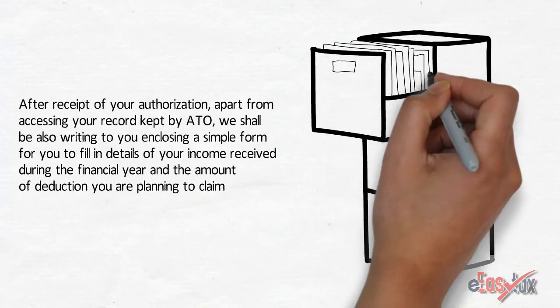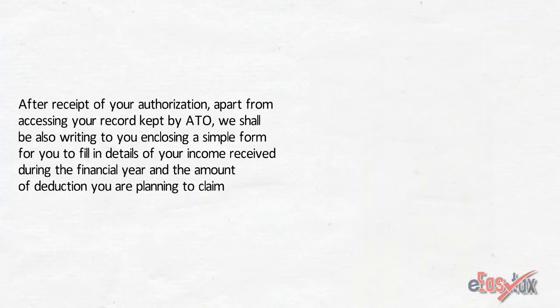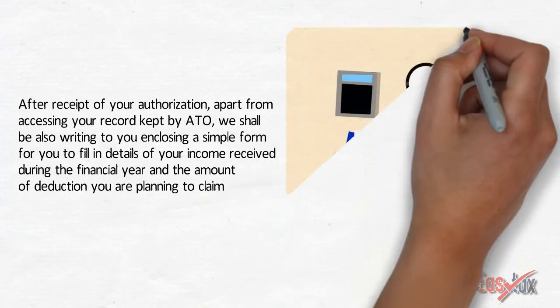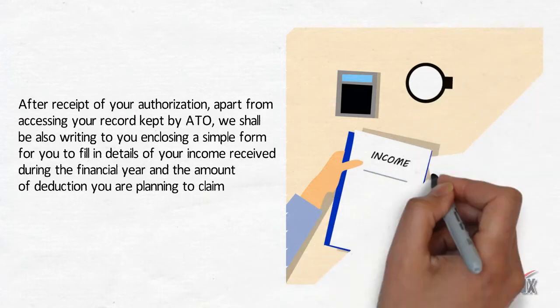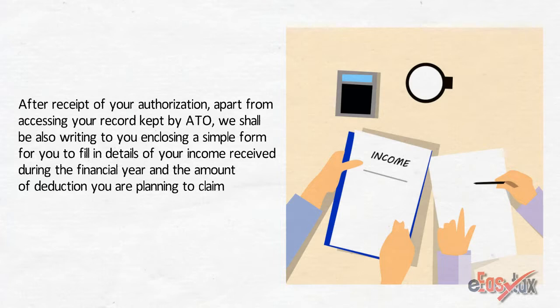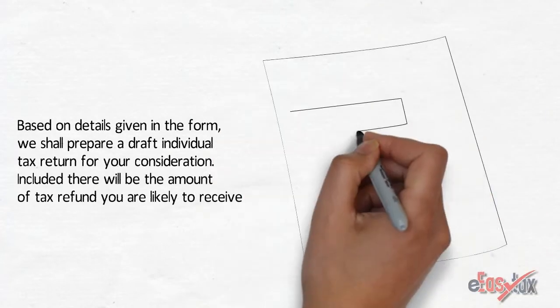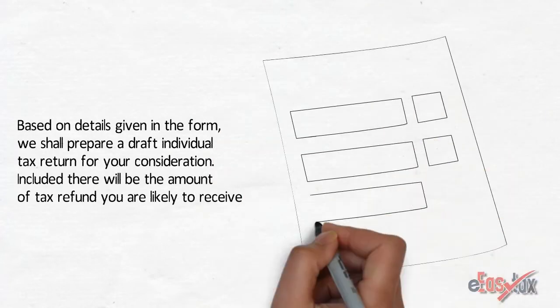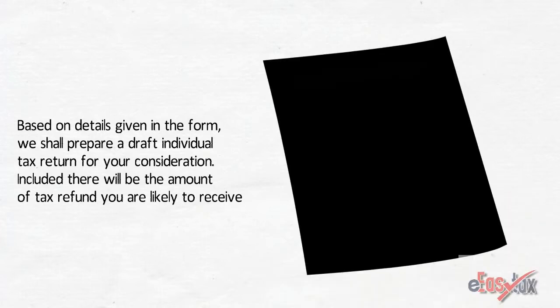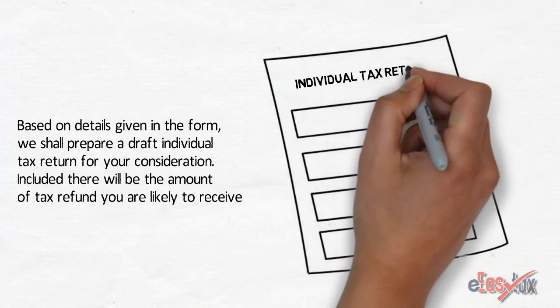After receipt of your authorization, apart from accessing your record kept by ATO, we shall also be writing to you, enclosing a simple form for you to fill in details of your income received during the financial year and the amount of deduction you are planning to claim. Based on details given in the form, we shall prepare a draft individual tax return for your consideration. Included there will be the amount of tax refund you are likely to receive.